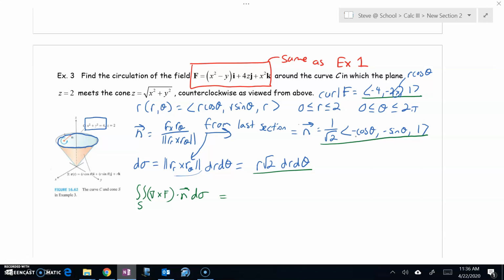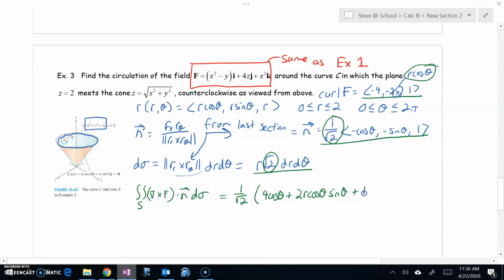By the way, before we even do that, notice how this root 2, remember when you do a dot product, this will stay on the outside, and then we have this piece with the d sigma. So I'm actually going to cancel those out right now without even worrying about them. You know, I'll keep it in case you guys get confused. So we have 1 over root 2, and then when we do the dot product, you get 4 cosine theta plus, and this will become a plus because there's double negatives. We get a 2 r cosine theta sine theta, because remember this became r cosine theta, plus 1.